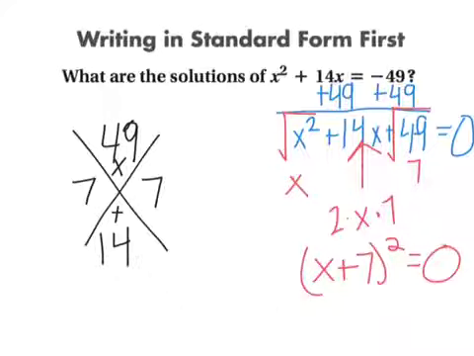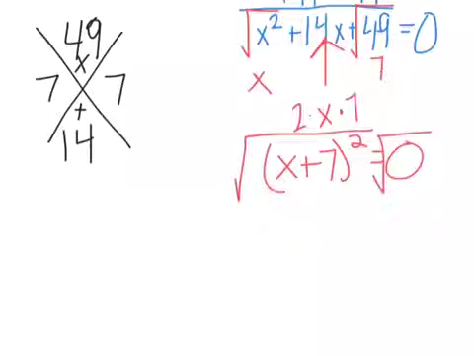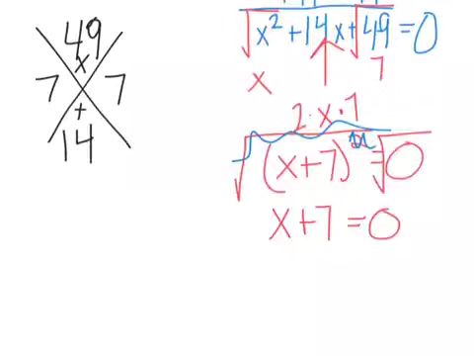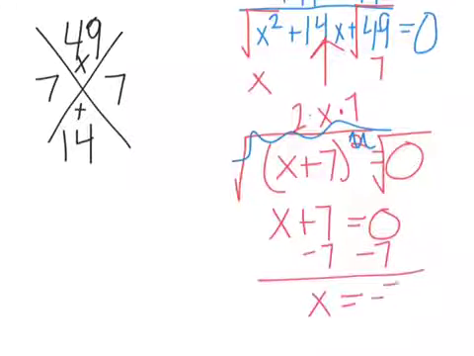Okay? So when I solve my equation, since I have a quantity squared, my very first step has to be to take the square root of both sides so I can get rid of that square. When I do that, what I'm left with is just x plus 7 equals 0, because the square root of 0 is 0, and this radical sign cancels out that square. So I just need to solve this equation. I'm going to subtract 7 on both sides, and I get an answer of x equals negative 7.